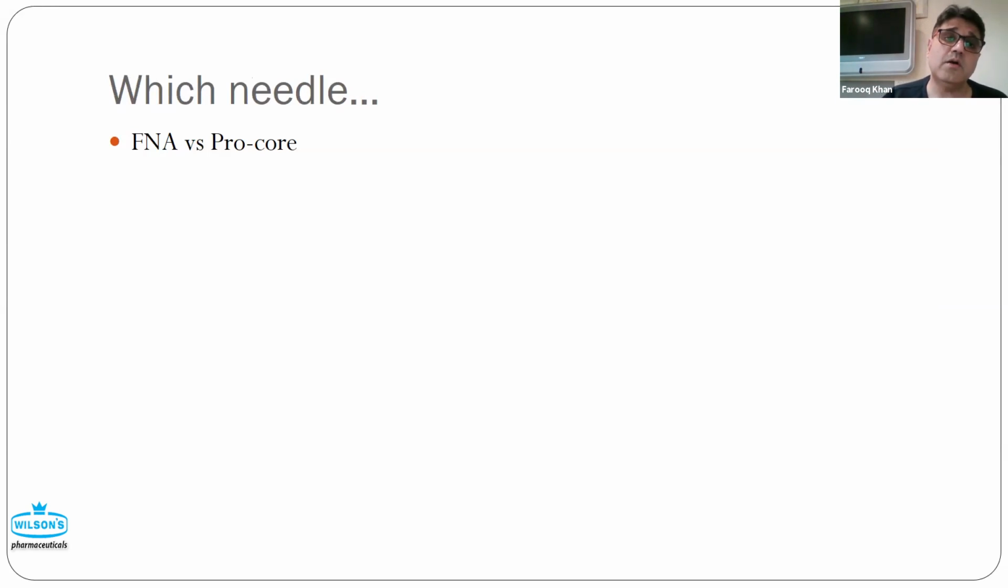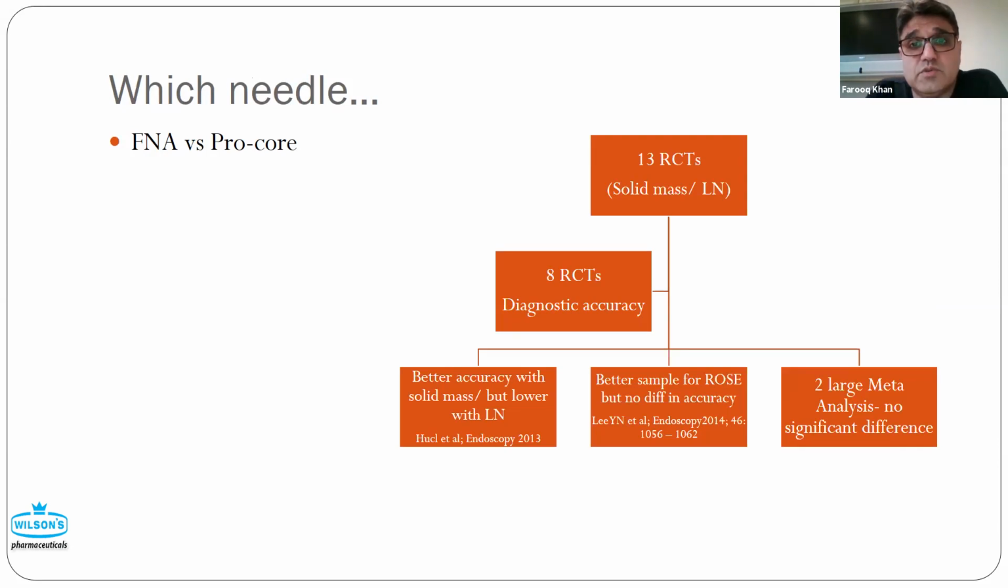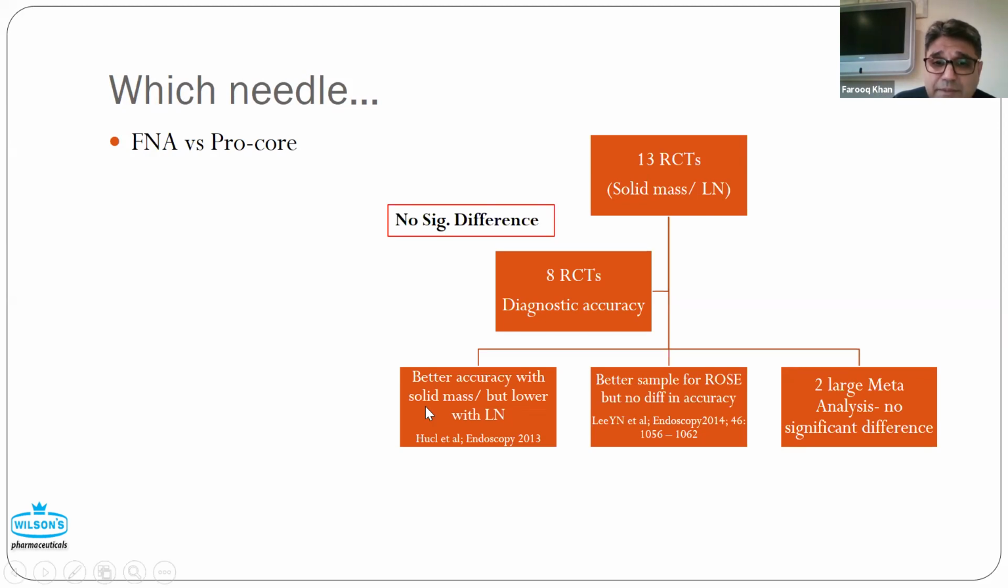Okay, moving on. Which needle, really? As I said, before 2010, we only had FNA needles. Then came the ProCore, which was given the name of biopsy needle. There were 13 randomized controlled trials in that era of all the solid masses and lymph nodes. 8 RCTs all looked at diagnostic accuracy, and they did not really suggest a significant difference. That included better accuracy but lower with the lymph nodes in a solid mass. It was a better sample for ROSE, but again, it did not show much difference in the accuracy.